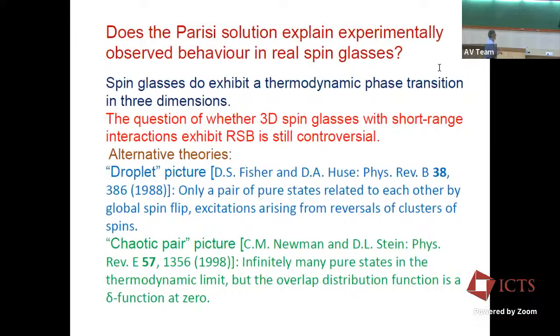And then they have come up with some proposal, which again, as I've just written down here, we have many pure states, but the overlap is 0. Whereas in the Parisi picture, you have this distribution of overlaps that I told you about. And apparently, this way one can avoid some of the mathematical issues related to having infinitely many pure states.